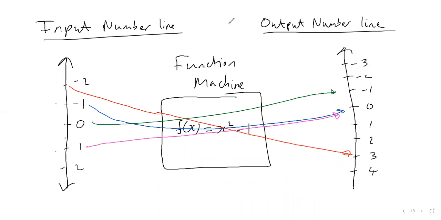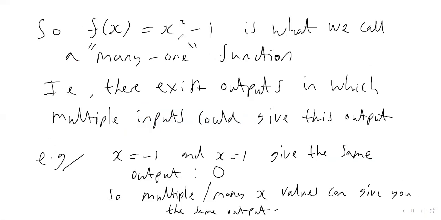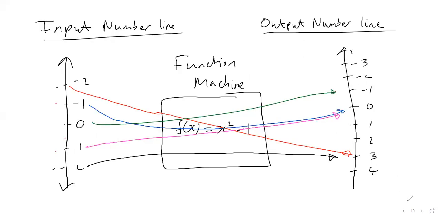Similarly with the number 2. Plug in 2, 2 squared is 4, take away 1 is 3. So we get two inputs, there and there, giving us the same output. This is called a many-to-one. Multiple inputs are giving you the same output.